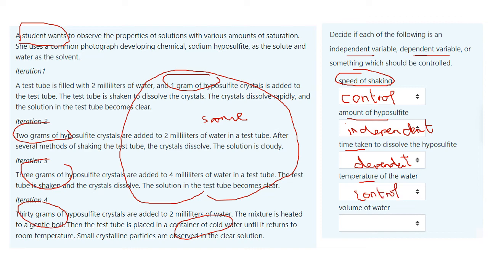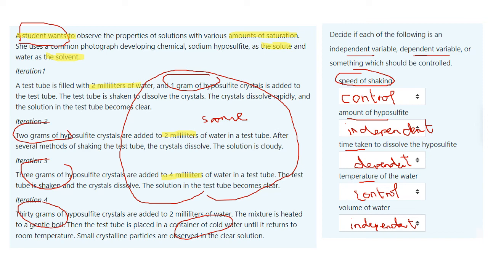And then the volume of water, well, actually, this is one of those experiments where there are two independent variables. There are 2 milliliters of water. There are 4 milliliters of water. So the student is choosing how much, because she's looking at the ratio of the solute and the solvent, and what ratio creates saturation. Therefore, the volume of water is a second independent variable. Normally, we only have one independent variable, but occasionally, two things can be changed.